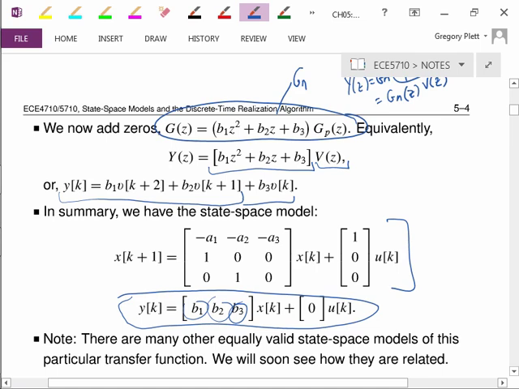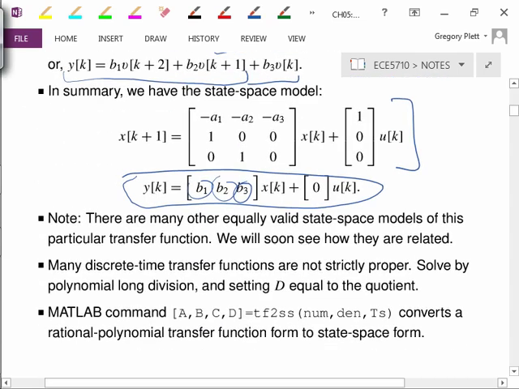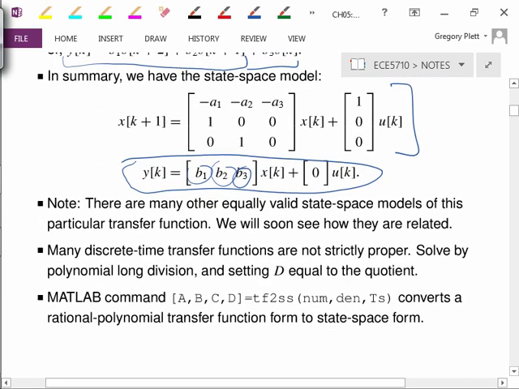So any equation that has that form with different a values and b values, I can just plug those a and b values into the state space form, and I have a representation of it. There are lots and lots of equally valid state space models for this transfer function, and we're going to see how they are related in the next section.